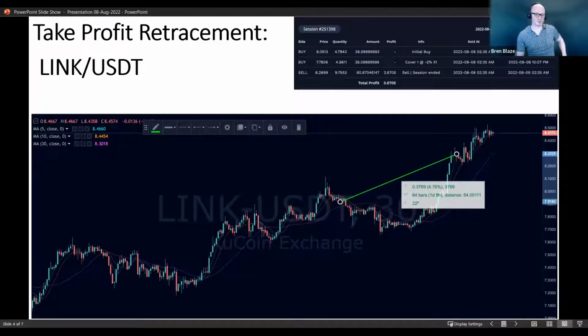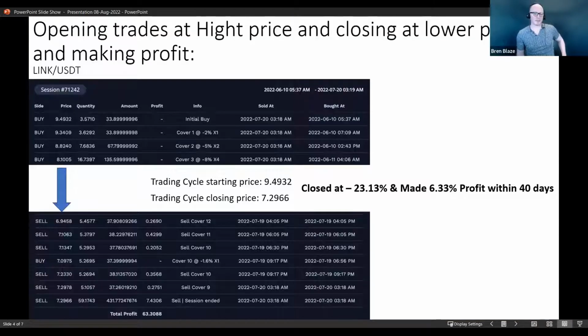4.76% on that purchase. And so here's an example of the bot buying at a high price and selling the entire trading session at a lower price than the initial purchase. So the initial buy came in at a price of 9.4. The market dropped, started to place the cover positions, looked like it opened as low as the 10th cover. So it actually sold this entire session over 23% lower than the initial purchase.